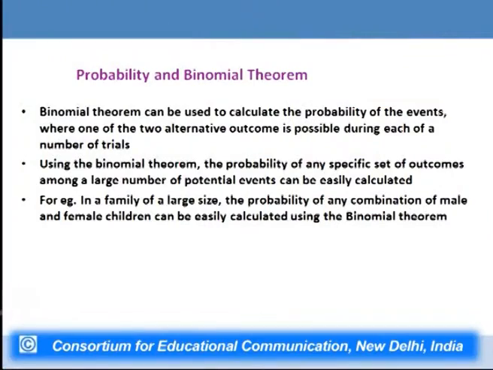Now, the binomial theorem can also be used to calculate the probability of events where one of two alternative outcomes is possible during each of a number of trials. Using the binomial theorem, the probability of any specific set of outcomes among a large number of potential events can be easily calculated. For example, in a family of a large size, the probability of any combination of male and female children can be easily calculated using the binomial theorem.